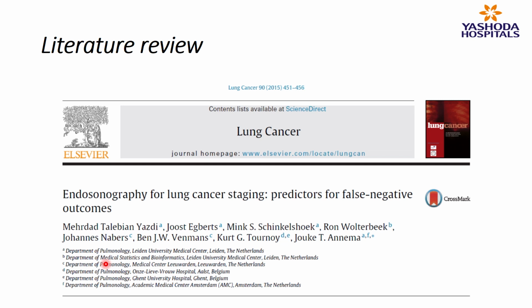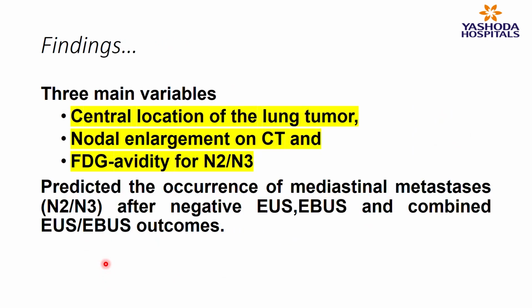Another literature which I found interesting compared the endosonographic findings of the EBUS with other modalities. They compared only the endosonographic findings, like the node size, the node preserved with fatty hilum, and the shape of the node, with other parameters like CT size and PET size. They found 3 very important variables: the central location of the tumor, the node enlargement, and the FDG avidity in the lymph node, which reduced the negative outcomes of EBUS and EUS and EBUS findings.